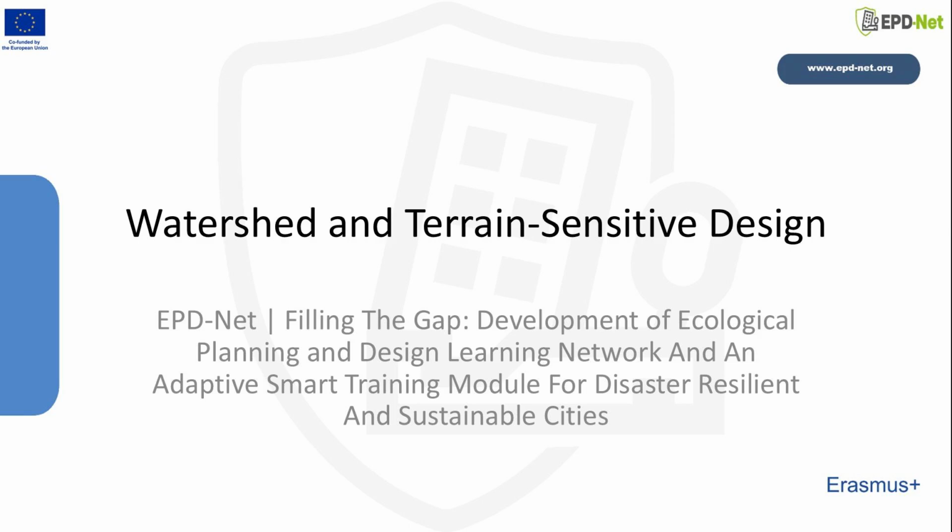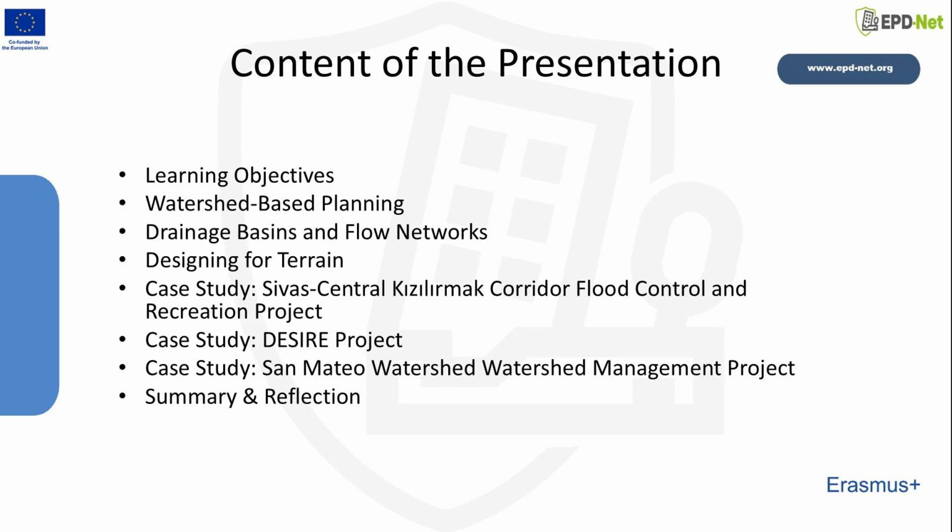In this lecture, we explore how drainage basins and flow networks define natural spatial boundaries, how terrain-sensitive interventions can reduce flood, erosion, and heat risks, and how tools such as digital elevation models and GIS-based watershed delineation support more evidence-based design decisions. Overall, this topic introduces a way of thinking in which water and landform are treated as structuring forces in resilient landscape planning. The presentation is organized around a clear sequence of concepts, methods, and case studies.